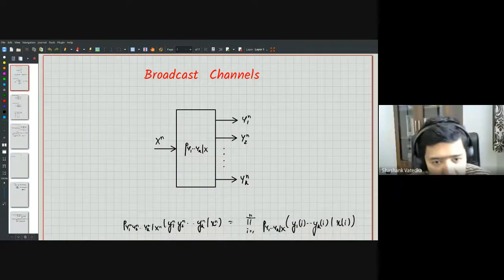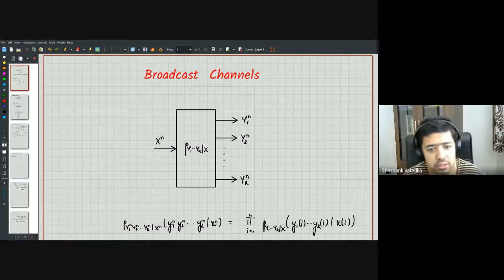Okay, so let's start. In the last couple of classes, we discussed multiple access channels in some detail, and from today onwards we'll see the dual of the multiple access channel, which is the broadcast channel. Now, in a multiple access channel, we had multiple transmitters and one single receiver who has to decode the messages of all of those different transmitters.